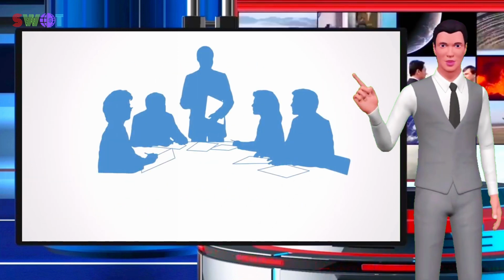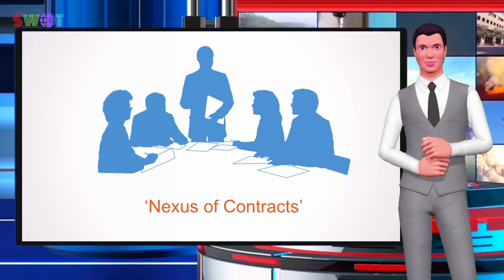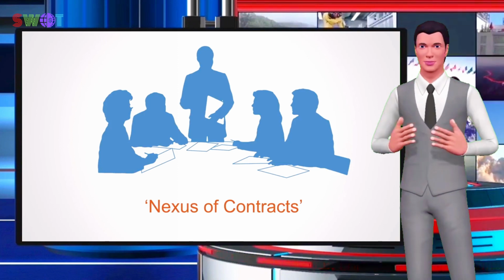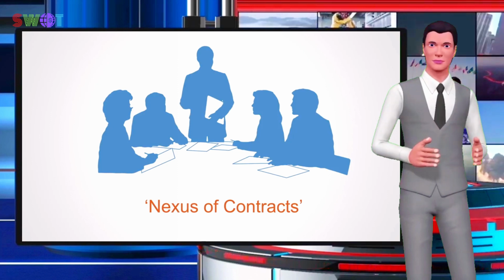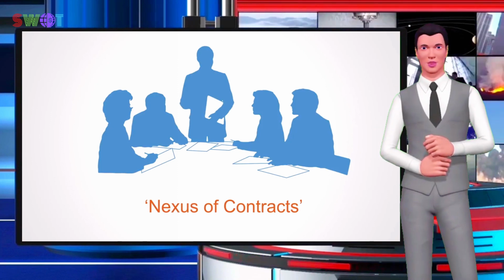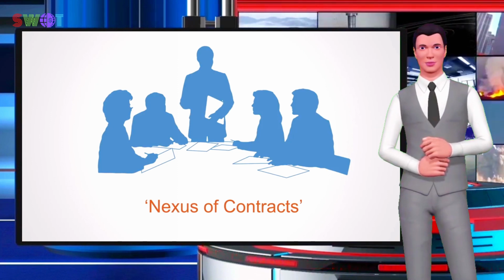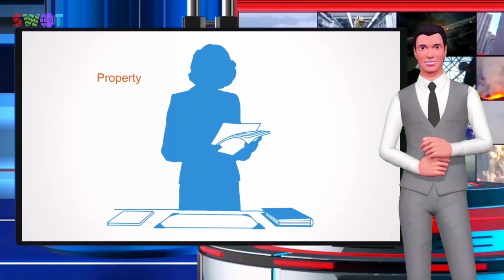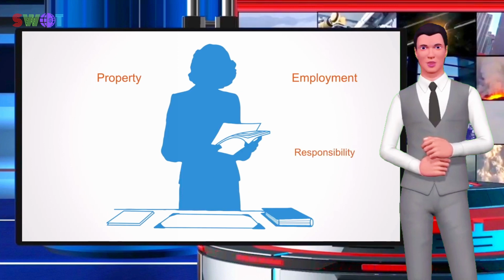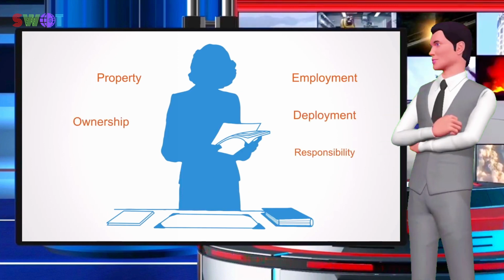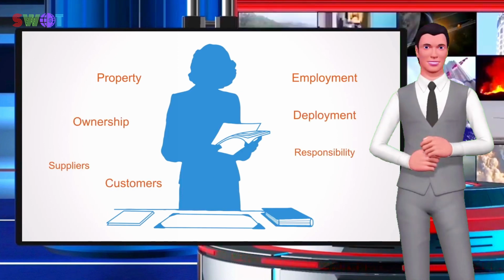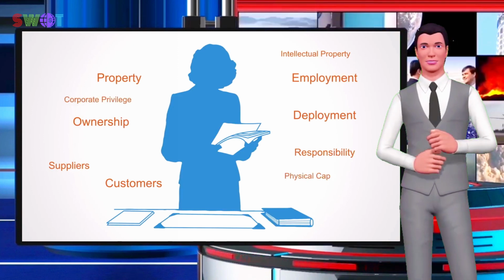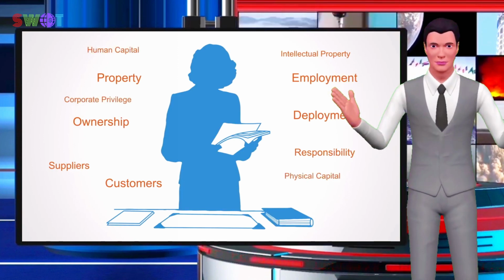A firm is often described as a nexus of contracts. A firm is in fact a ledger of contracts, people, technology and capital that are arranged in a particular fashion to deliver a function. Firms maintain ledgers in a variety of forms. Of property, of employment and responsibility, of the ownership and development, of suppliers and contracts, of intellectual property and corporate privilege, of physical and human capital. It's all recorded in ledgers.